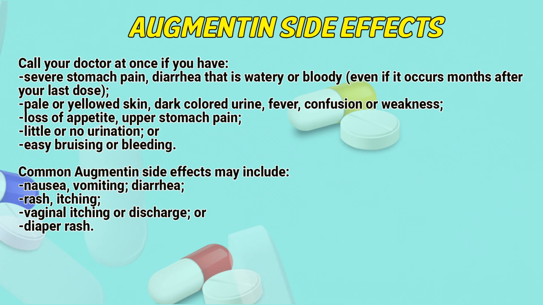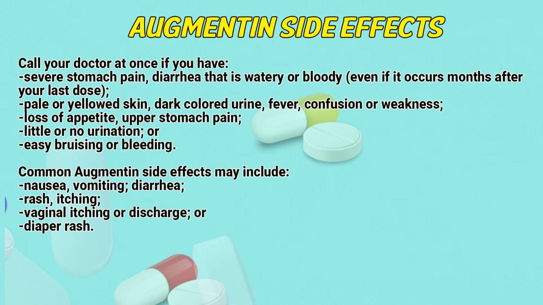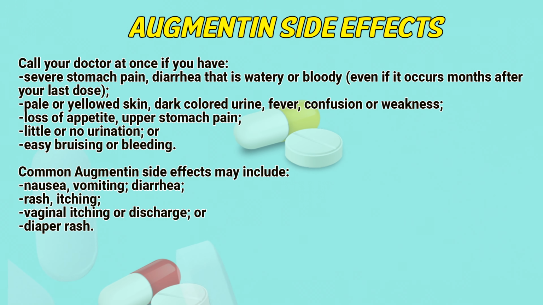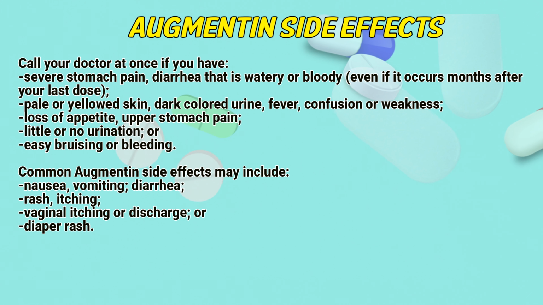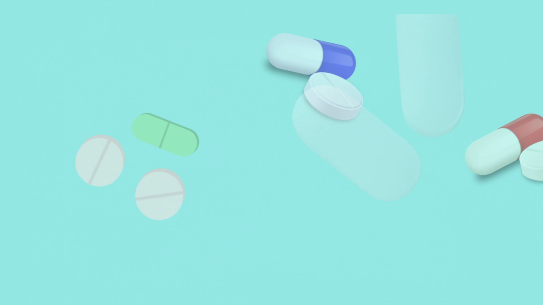Also call a doctor for pale or yellowed skin, dark colored urine, fever, confusion or weakness, loss of appetite, upper stomach pain, little or no urination, or easy bruising or bleeding. Common Augmentin side effects may include nausea, vomiting, diarrhea, rash, itching, vaginal itching or discharge, or diaper rash.